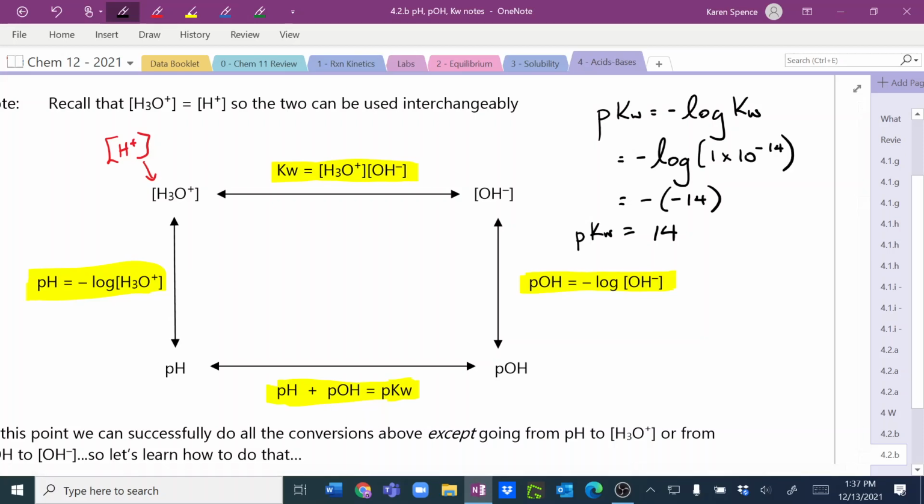So that's lovely. I can go from left to right across the top using Kw. I can go from left to right across the bottom using pKw. I can go down using pH is equal to the negative log, and I can go down using pOH is equal to the negative log. What am I missing in my little chart right now? So far, I cannot go which direction?